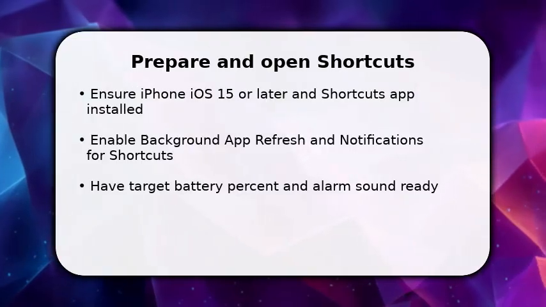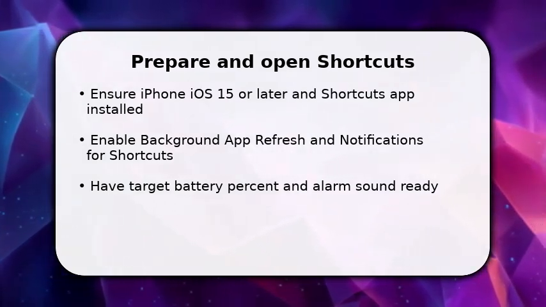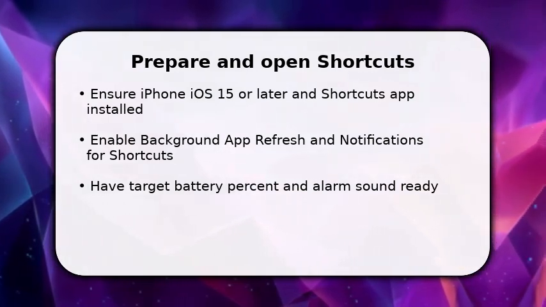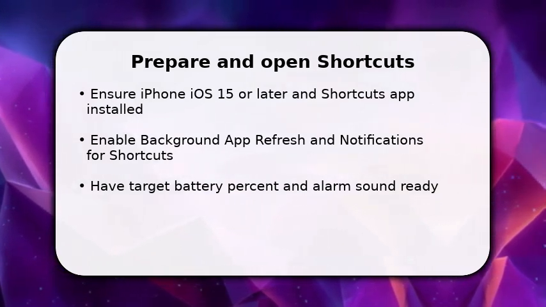You need Shortcuts and a target battery percent. Open Shortcuts now. Create a new automation, choose battery level, and set the trigger percent you want. Make sure to pick rises above or falls below correctly. Choose falls below for low battery alerts.